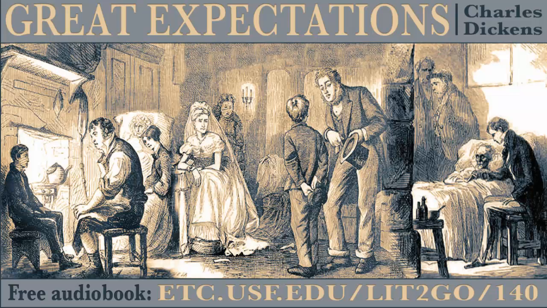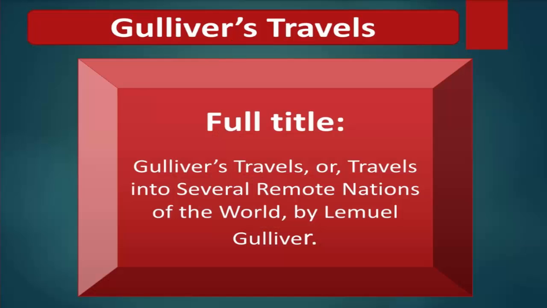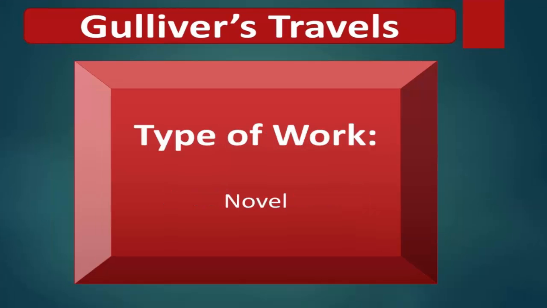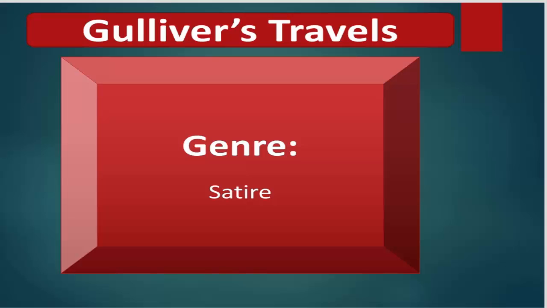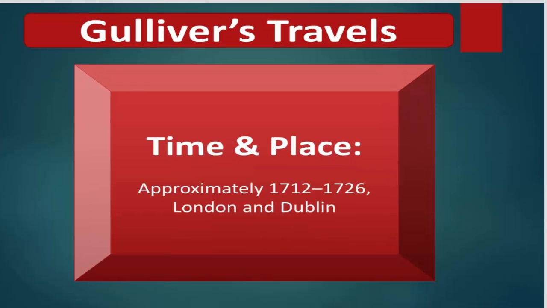This was Great Expectations, and our next novel is Gulliver's Travels by Jonathan Swift. This is again an amazing piece of art. Full title: Gulliver's Travels, or Travels into Several Remote Nations of the World by Lemuel Gulliver. Author: Jonathan Swift. Type of work: it's a novel again. Genre: satire. It's total satire. Language: English. Time and place: written approximately 1712 to 1726, London and Dublin.